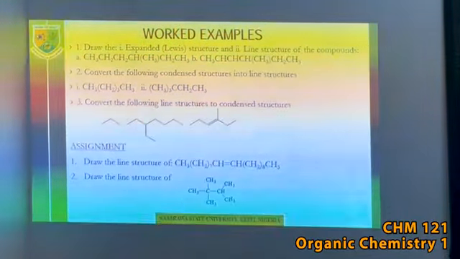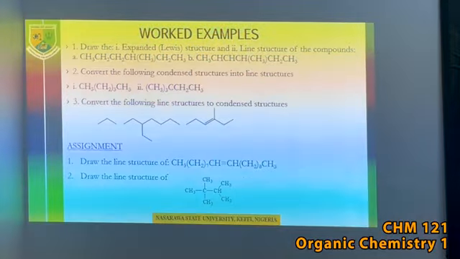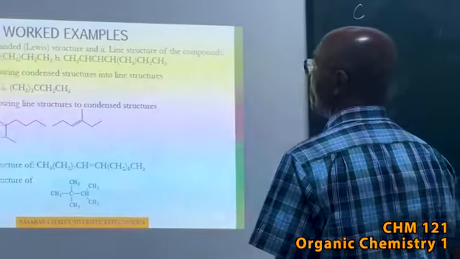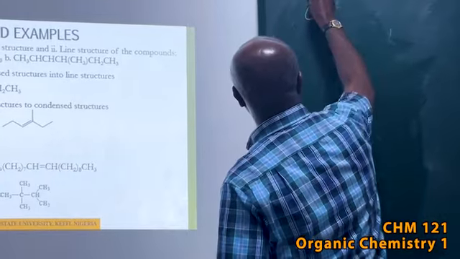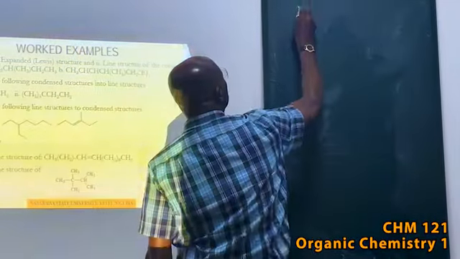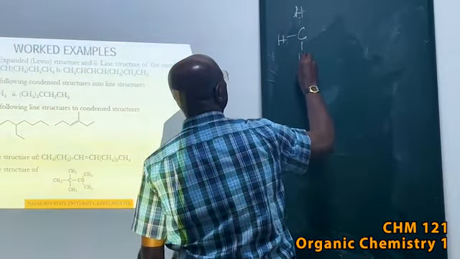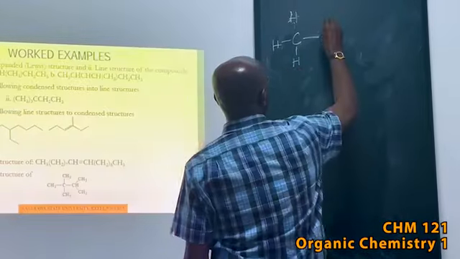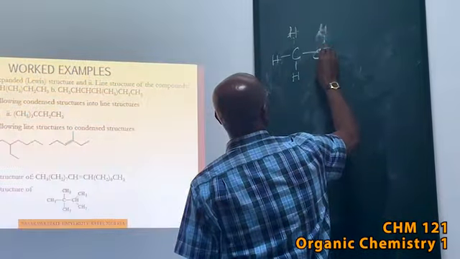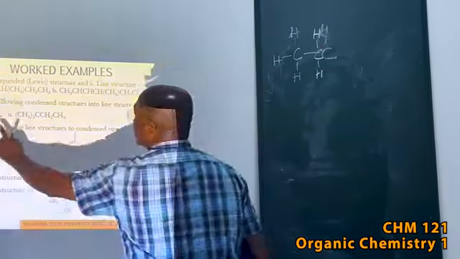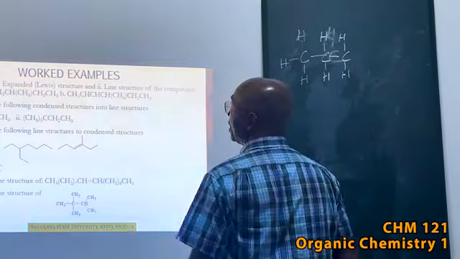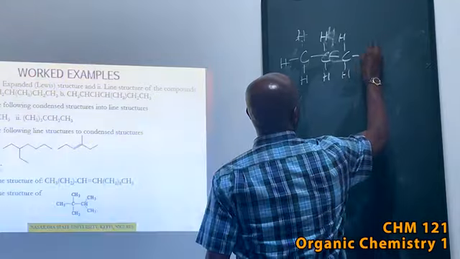Okay? So, if you want to write the expanded structure of that, I see that there is a carbon there. Alright? And there are 3 hydrogens. So, I'll put hydrogen. I hope you can see this. Hydrogen, hydrogen, hydrogen. That's the CH3. And then the next one is carbon, 2 hydrogens. Hydrogen, carbon, hydrogen, hydrogen. That's for the second one. The third one is carbon, hydrogen, hydrogen. The second one, carbon, hydrogen.